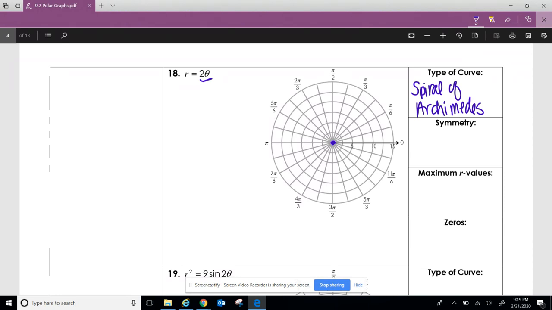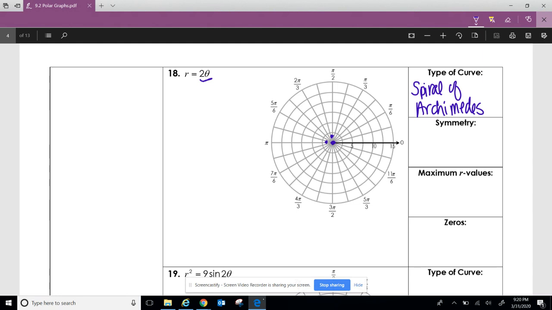Pi is 3.14. Pi over 2 would be like 1.5 something. So this is 5. Halfway would be 2.5. We're like right up here. When I'm at pi, I'm at 3.14. And again, we're real tight in there. It's kind of hard to differentiate here. When we get to 3 pi over 2, now we're talking about 4 or 5 something-ish.